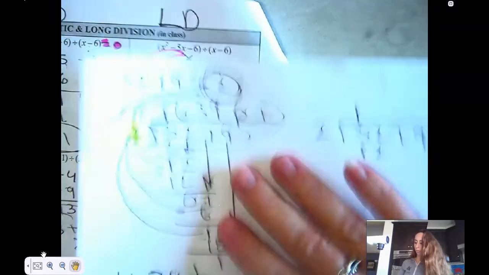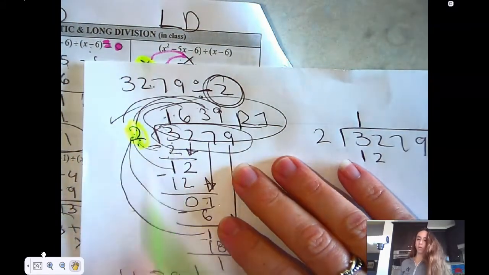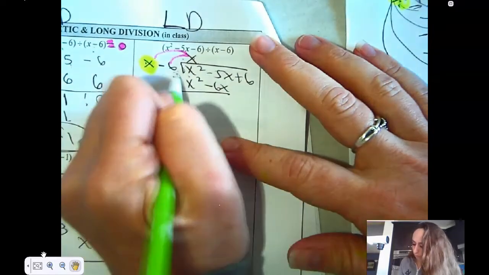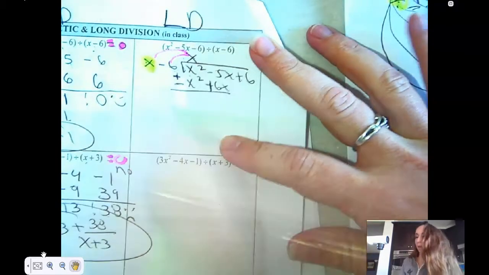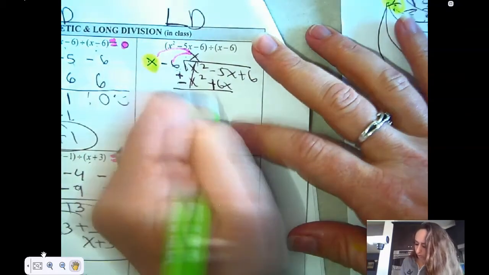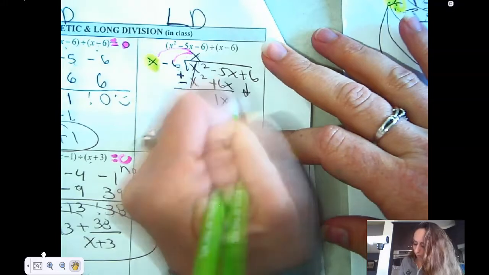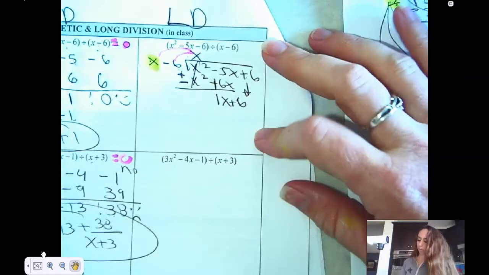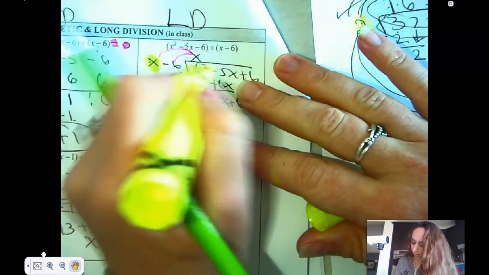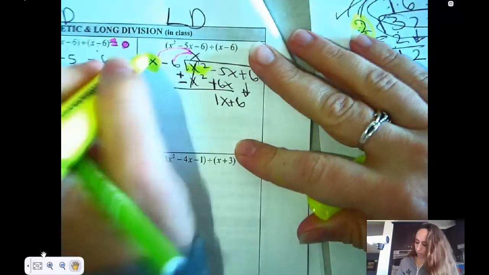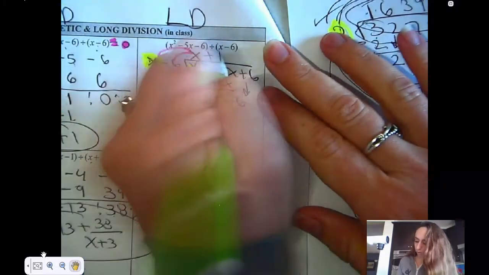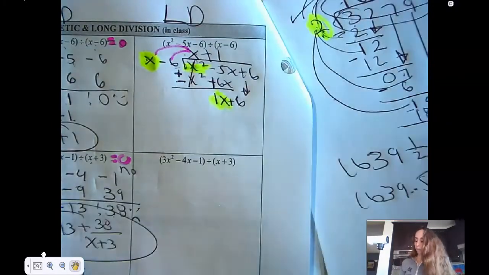And then what did we do after we got 2 times 1 is 2? We subtracted. The problem is this time there are 2 terms. So not only do I have to subtract this, but I have to subtract this. Change the signs. That's always going to be gone, or you made a mistake. I get 1x, bring down the positive 6. Now I start again. So notice how I went this divided by this, gave me that. Now I'm going to go this divided by this. I get plus 1.